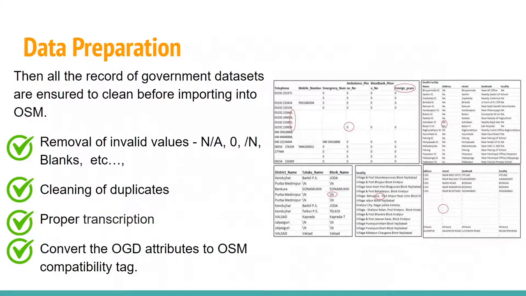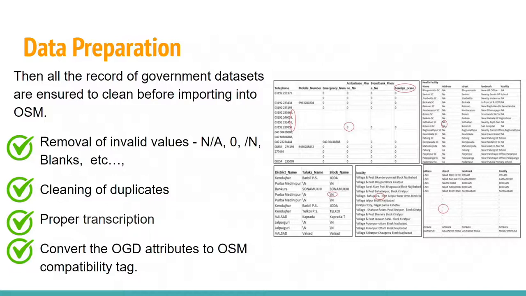Then all the records of divided state and city-wise datasets are ensured to be cleaned before importing into OSM. This is a recurring process where we remove the invalid values in the dataset, like clearing multiple spaces in the text, invalid symbols, blank values, or values with zeros or any. Also, we make sure to remove duplicate records at the same location provided by the Open Government Data directories. Then all these values are converted to proper text.